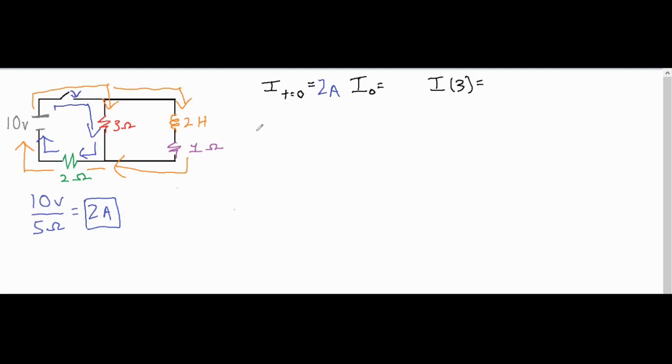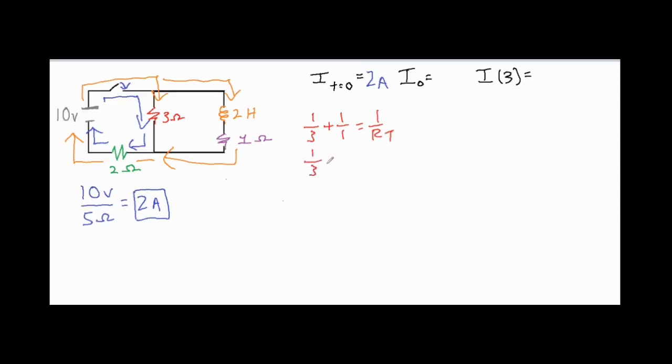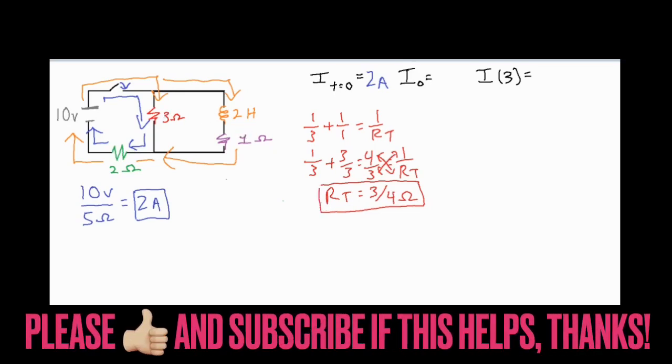So what we can do is find the total resistance by adding up the inverses. 1 over 3 plus 1 over 1 equals 1 over R total. 1 over 3 plus 3 over 3 equals 4 over 3. And then we want the inverse of that, which is 3/4. Now that's the total resistance of the 3 and 1 ohm resistors wired in parallel.